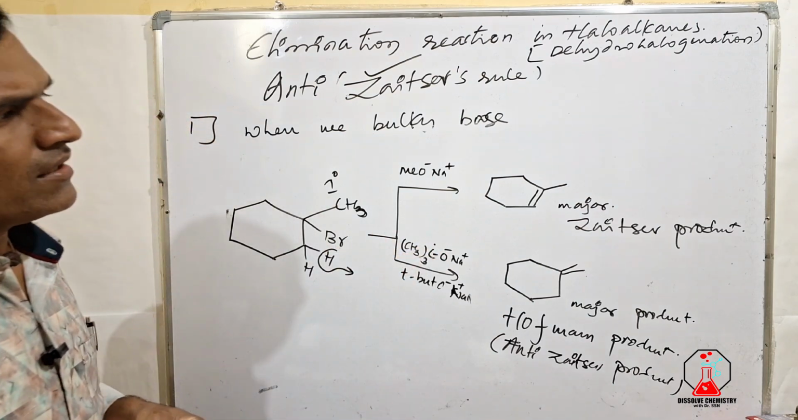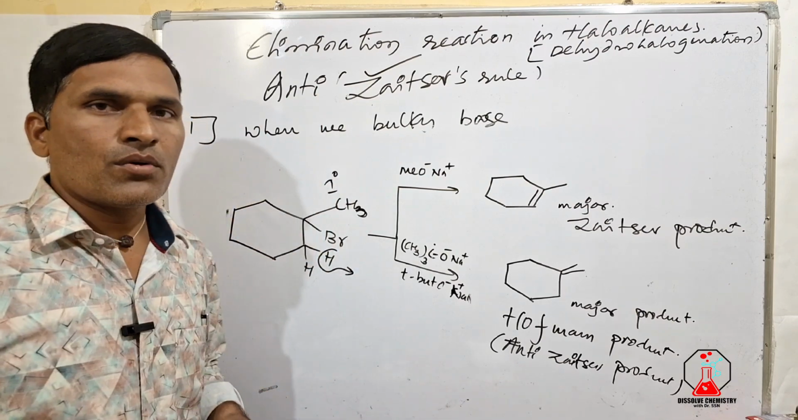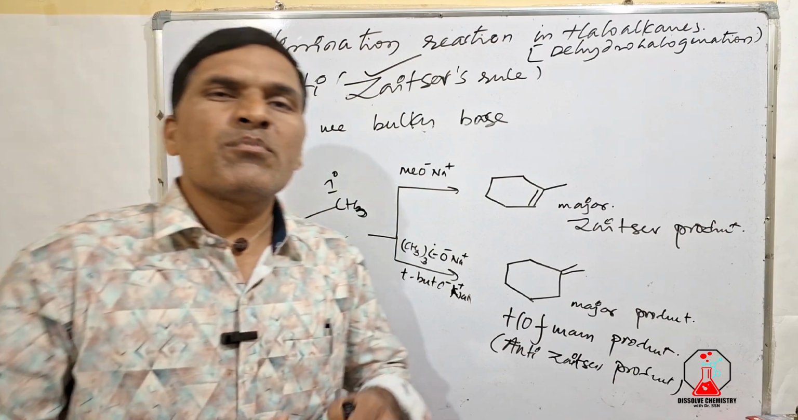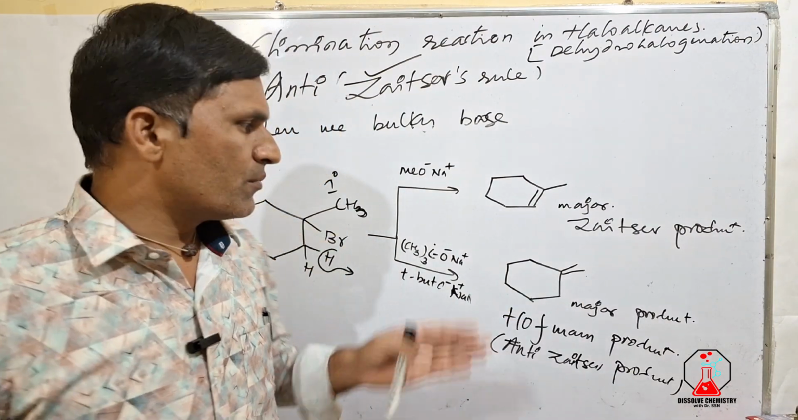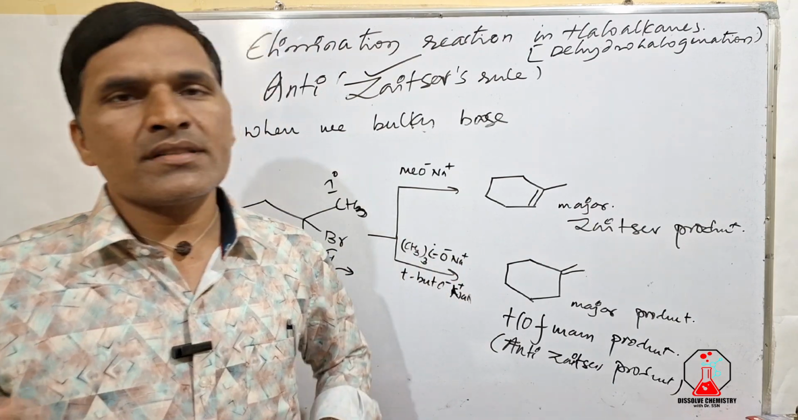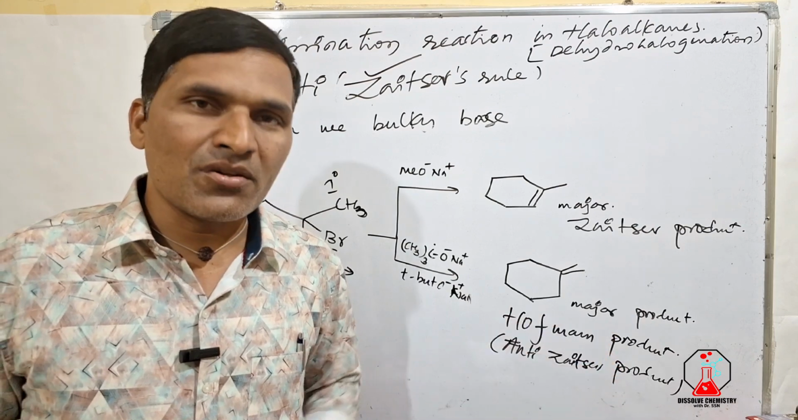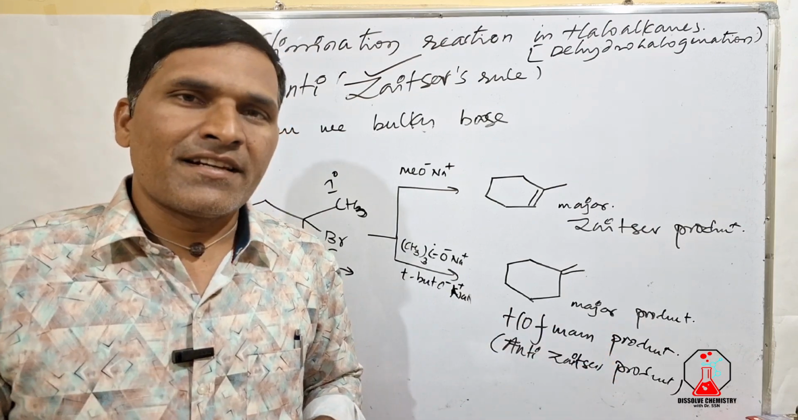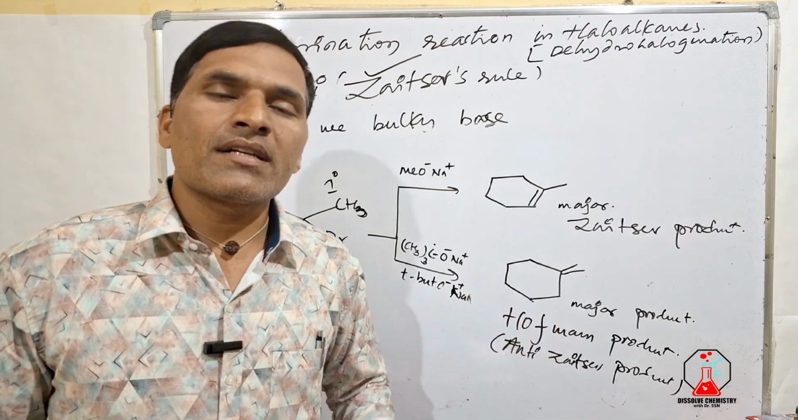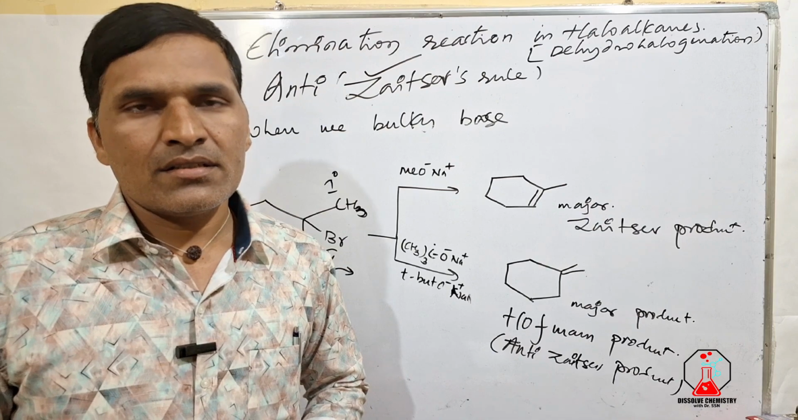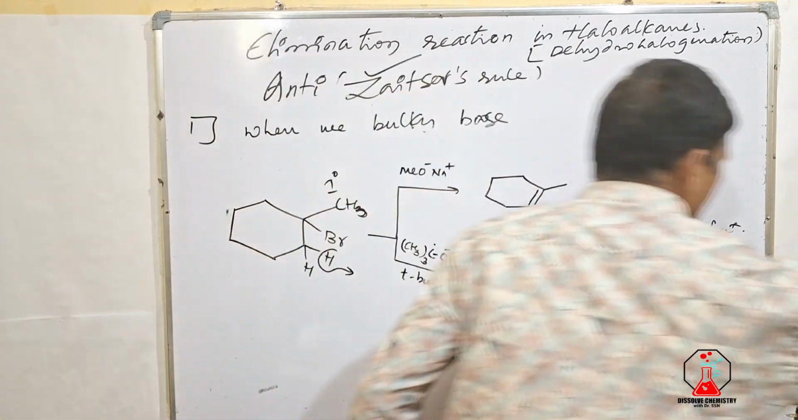Okay, so all right. There's another case where Zaitsev's rule is not followed, and that is when the group is a poor leaving group. If the leaving group is very poor, so bromo is a good leaving group, chloro is a good leaving group, iodo is a good leaving group, whereas fluoro is not a good leaving group. If the fluoro is there, then what happens? You will be getting anti-Zaitsev's product as the major product. So what is the reason for that? That we will see, and we will move on to the next.